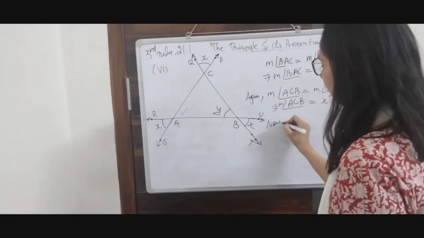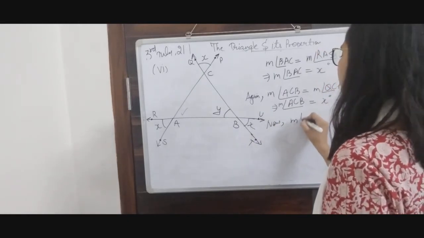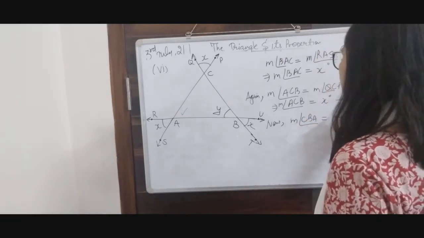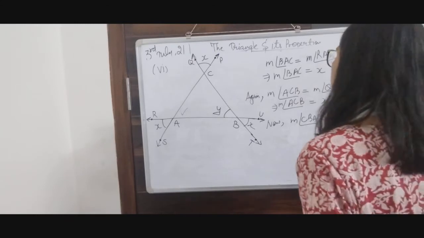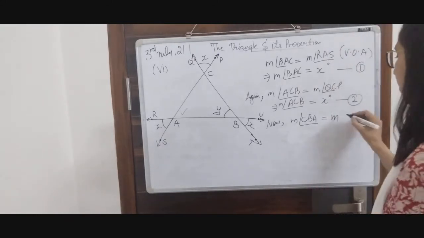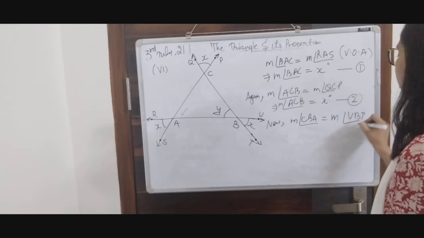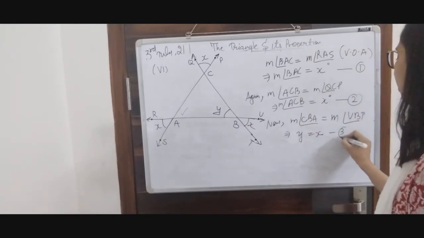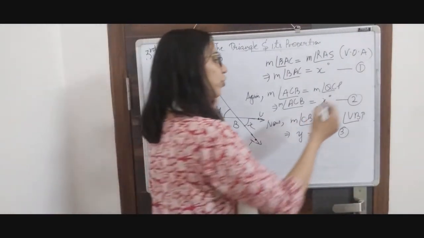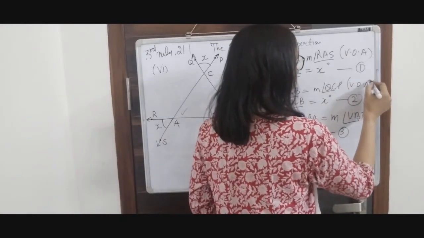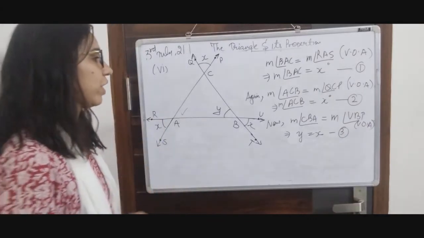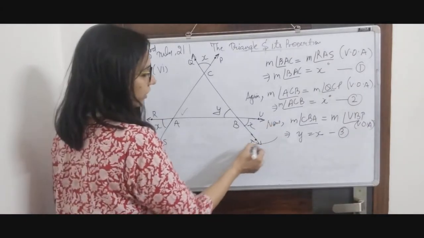Now I will come to this point. Measure of angle CBA is equal to measure of angle UBT. Now implies your y is equal to x. Okay, this is third. Now we will talk about the triangle. We have used vertically opposite angle. This is vertically opposite angle. This is also vertically opposite angles. And because vertically opposite angles are equal, we are equating them.